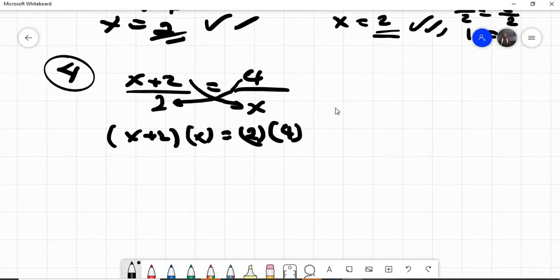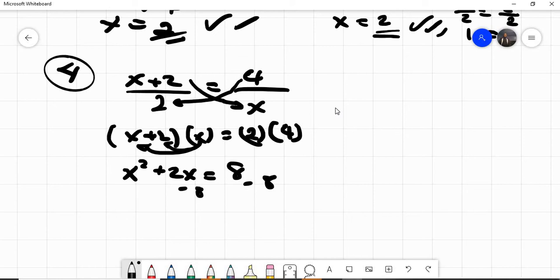So x times x will be x squared, because we have to multiply the x by the x, and then by the 2. X times 2 will be plus 2x, equals 8. And then we subtract 8 from both sides: negative 8 on this side, and negative 8 on this side. So this will be x squared plus 2x minus 8 equals 0.